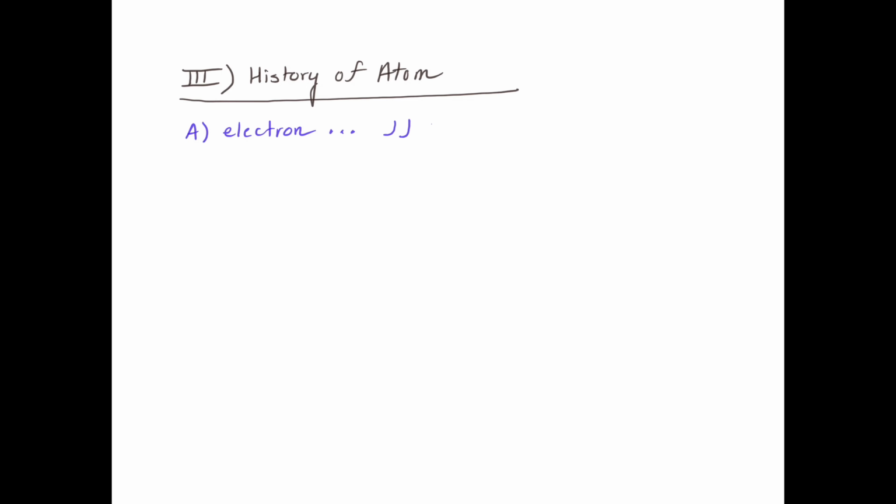Okay, so what we're going to do next is try to give credit to the scientists who made the major discoveries that led to our understanding of the atom and the subatomic particles. So let's start with the electron. Who discovered the electron? Well, basically that was the work of J.J. Thomson. This was back in 1906. He won the Nobel Prize for this.